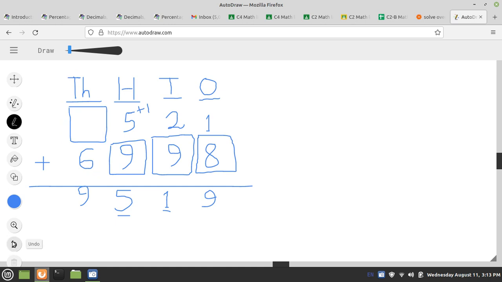So now you can add the 1 here, the carried 1. So 6 plus 1 is what? 7. So now 7 plus which digit gives you 9? So 7 plus 2, we know that 7 plus 2 is 9. So this is how you can solve the missing digits. So this we solved manually.